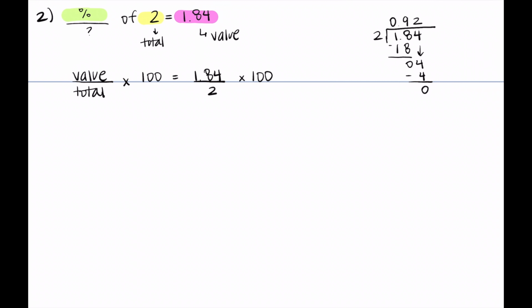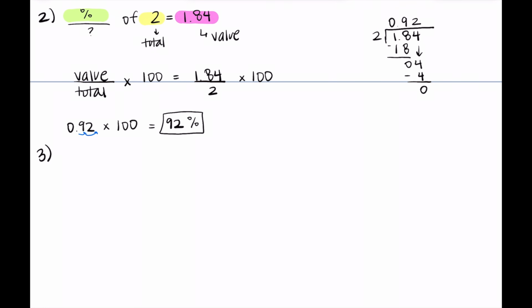But remember, we have to go back through and we have to look at our little equation, and our next step is that we have to multiply that 0.92 times 100, right? So again, we're multiplying a decimal by 100, and that just means that we move our decimal place to the right 2 spaces, and when we do that, we get 92% as our answer for number 2.